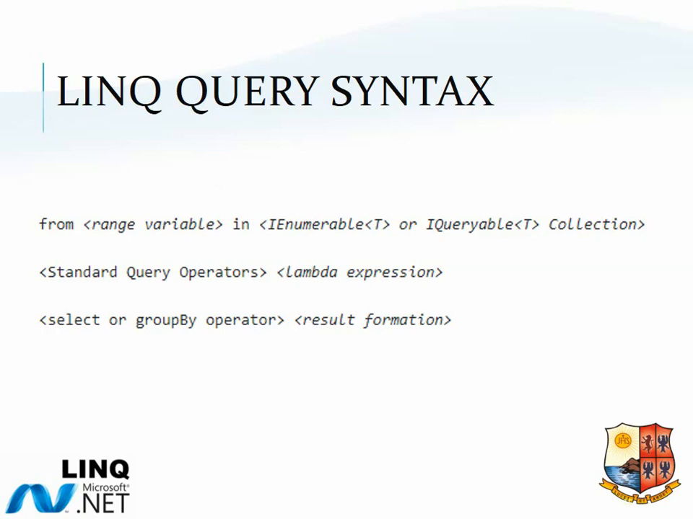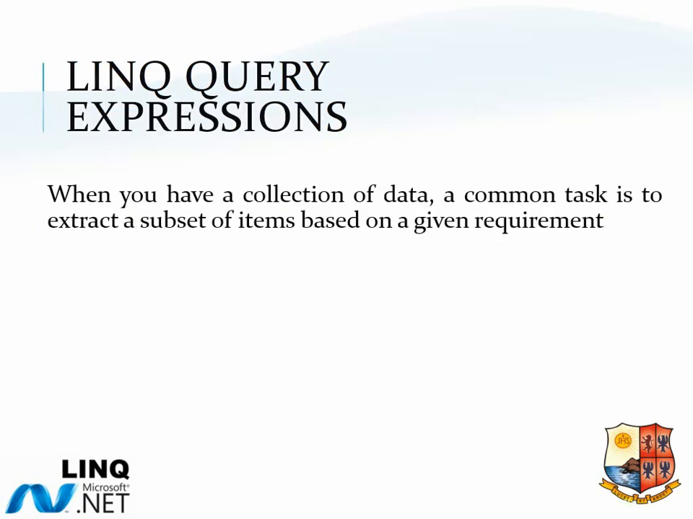Where, order by, group by, joining, whatever you have, that comes in the second line. Third line, by the way, it's all written in one line. I'm just dividing it into three lines and showing. Third one, select or group by, and then finally form the result. Okay. I'll give you a program example so that it's easy for us to follow.